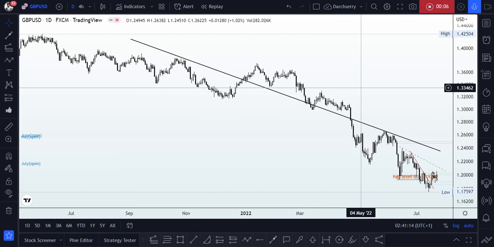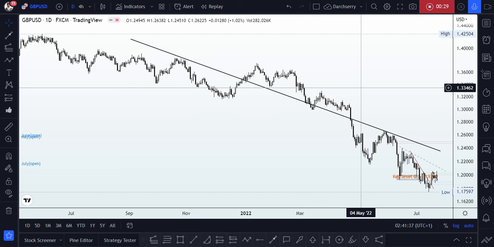A quick scenario I want to share with you is a structure I find very interesting on the GBPUSD. I will try as much as possible to make this very short because I've already done something similar on the Euro USD. So let's kick in and let's see what is happening here.